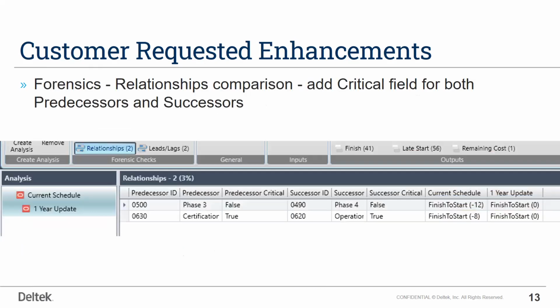And then the other one I mentioned was the forensics component. We've added some new columns that give you a little more information on the data you're seeing when you're looking at changes over time within the schedules. In this example on the screen, we're looking at relationship changes, and we've added a critical field so that you can see, if these relationships have changed, whether the predecessor or successor was on or off the critical path. So it gives you a little more data behind the results you're getting in forensics.